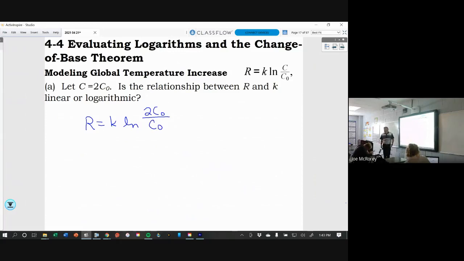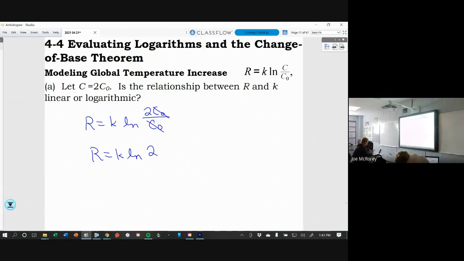Can you simplify that at all? Yes. You can cancel out the C naughts, and there's a 1 in front of that C naught, so it's 2 over 1, but it simplifies out to 2. Okay. Look at it and think about it for just a moment. The question says, is this relationship between R and K linear, or is this relationship logarithmic?